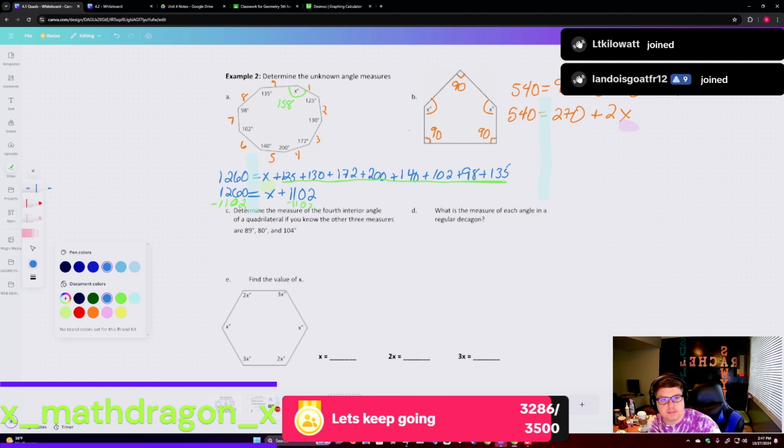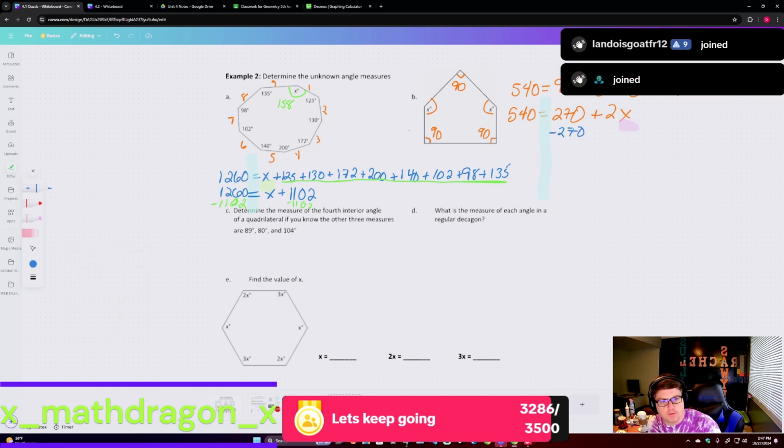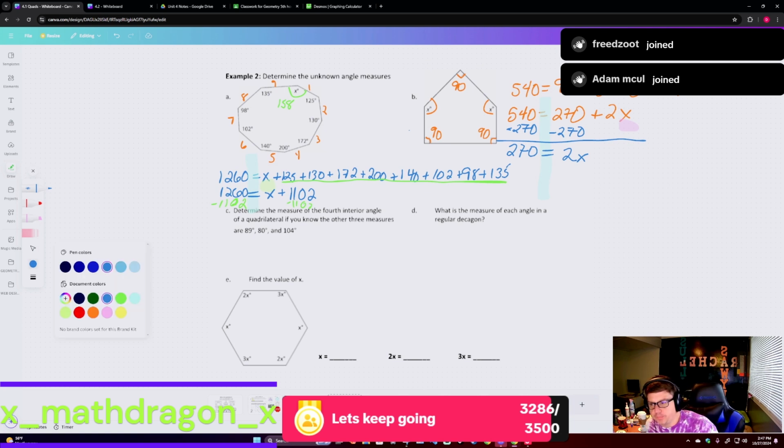So now our next step, we're going to subtract 270 from both sides. And that's going to leave us with 2x equals 270, which I get mentally. Then I'm going to divide by 2 on both sides. 135.